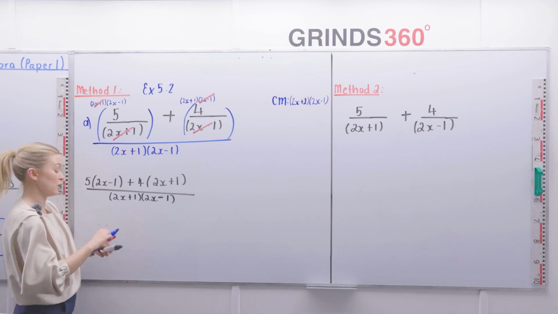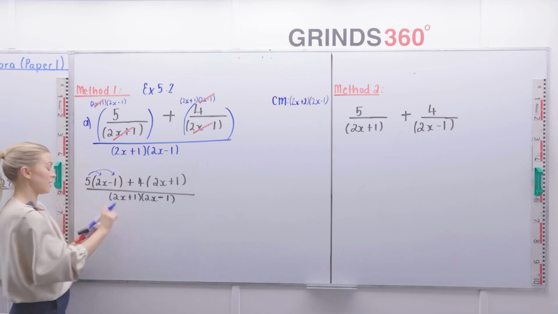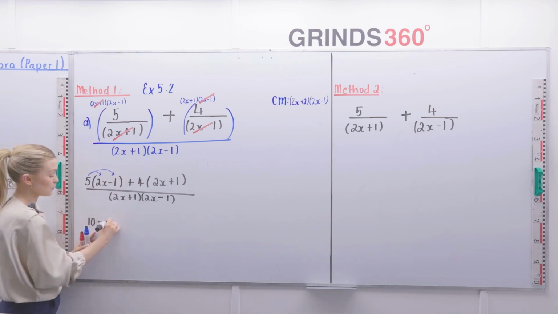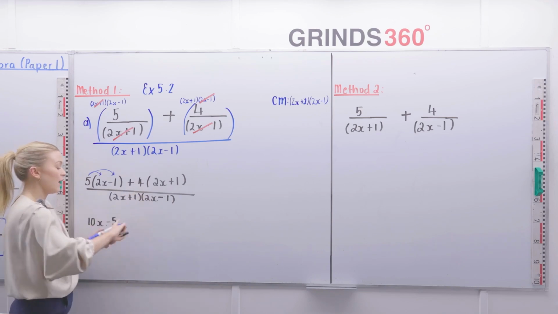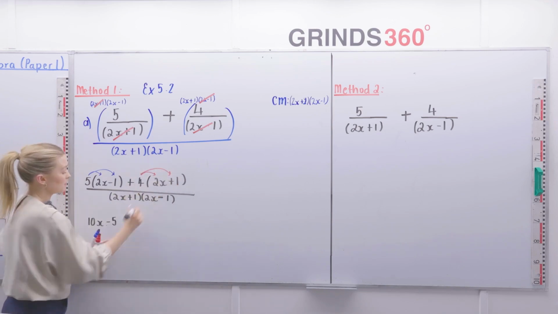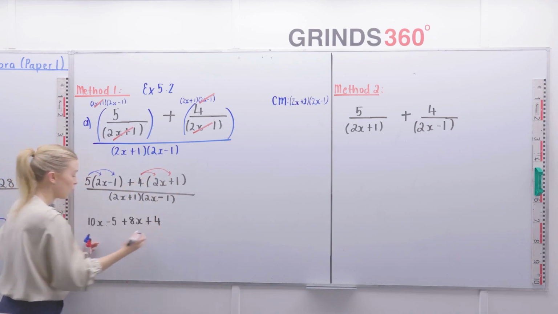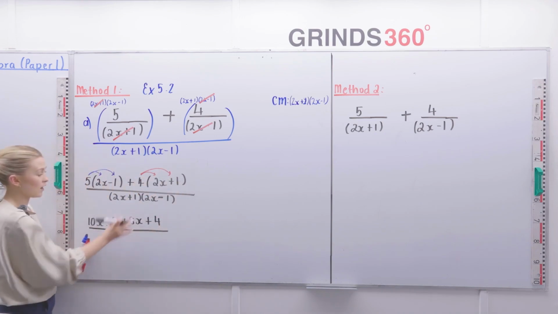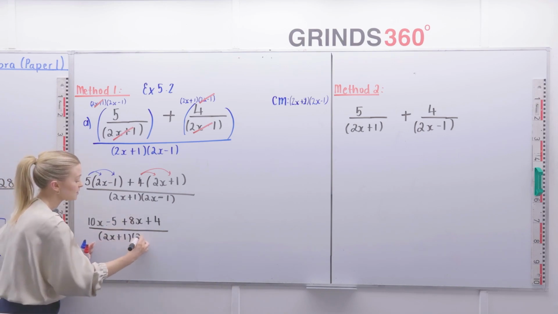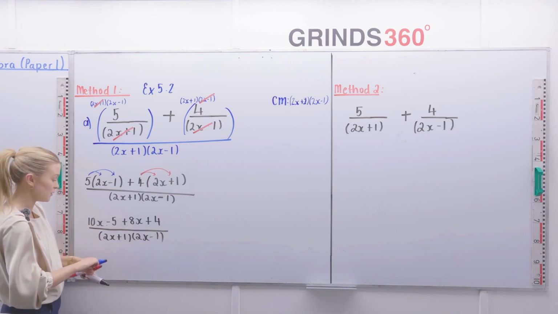Let's tidy up the numerator. So let's multiply out. 5 times 2x, 5 times minus 1. 5 times 2x is going to leave me with 10x. 5 times minus 1 is minus 5. On the far side here, we have 4 times 2x and 4 times 1. 4 times 2x gives me plus 8x, and 4 times 1 is plus 4. This is all over, copy and paste the denominator here, 2x plus 1 times 2x minus 1. Copy and paste the denominator, nothing changing.